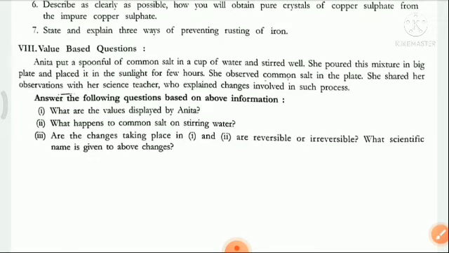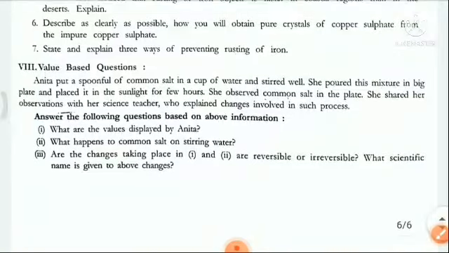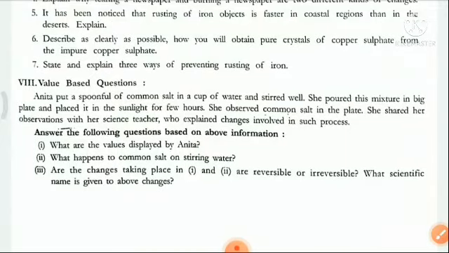Question number 3. Are the changes taking place in 1 and 2 reversible or irreversible? What scientific name is given to the above change? In question number 2, it is dissolving of common salt in water, and dissolving common salt in water is completely a physical change.